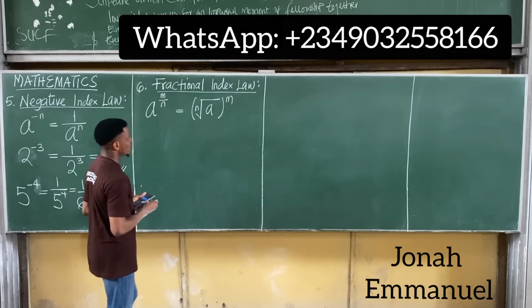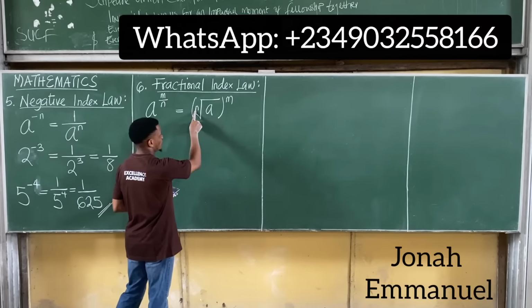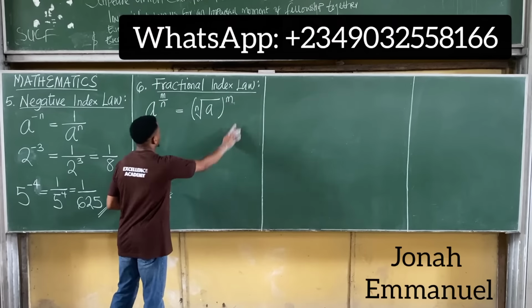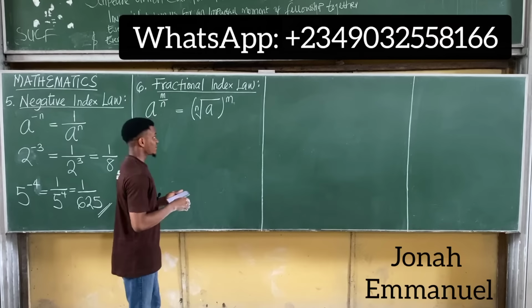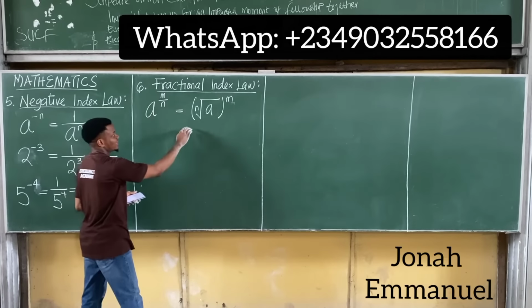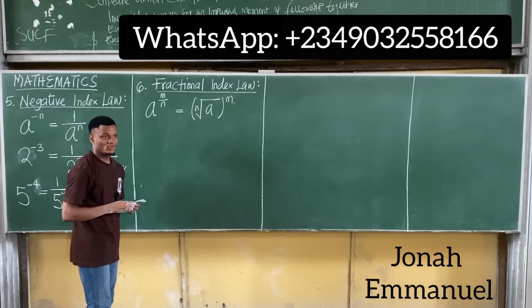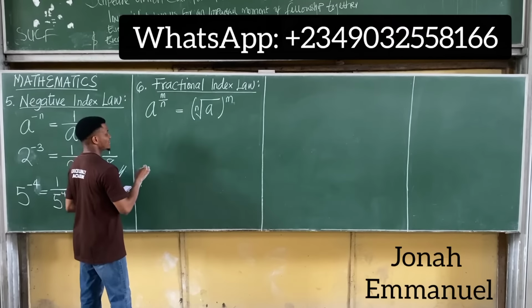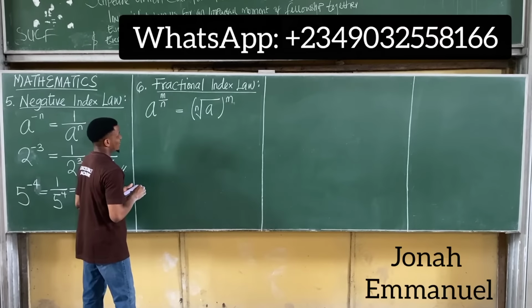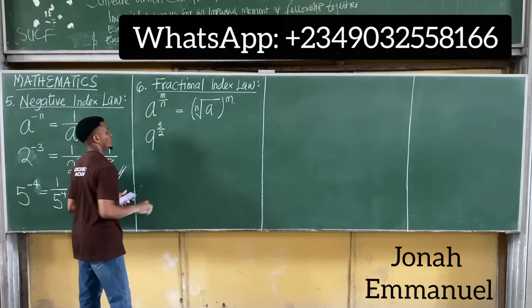So I'll have this as my mathematical expression, right? The nth root of a all to power m. This is the fractional index law. That's when the index is a fraction. This is how we simplify it. All right, I'll take an example and we do this. Let's say I have something basic, like 9 raised to the power 3 all over 2, for instance.